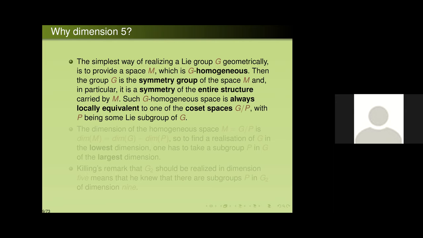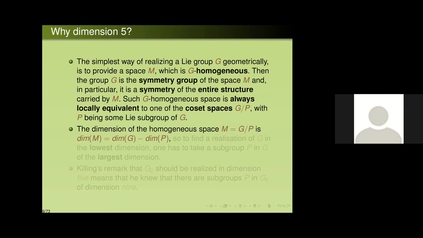Such G-homogeneous spaces are always locally equivalent to one of the coset spaces, G divided by P, with P being some Lie subgroup of G. So now the following is true: if we have any Lie group G and a closed subgroup P, then we look at the homogeneous space, and we relate the dimension of the homogeneous space to the dimension of the group and the subgroup, which is the isotropy group, right?